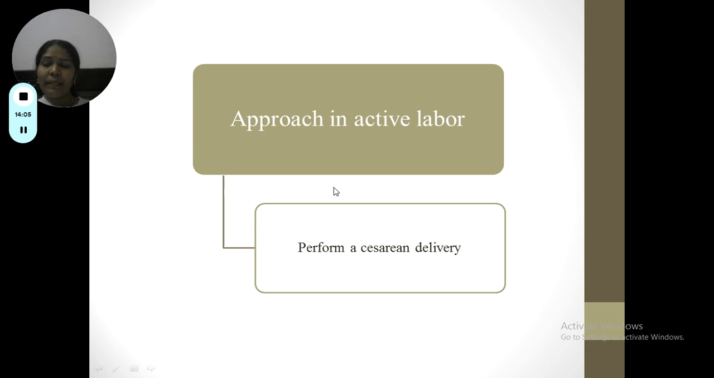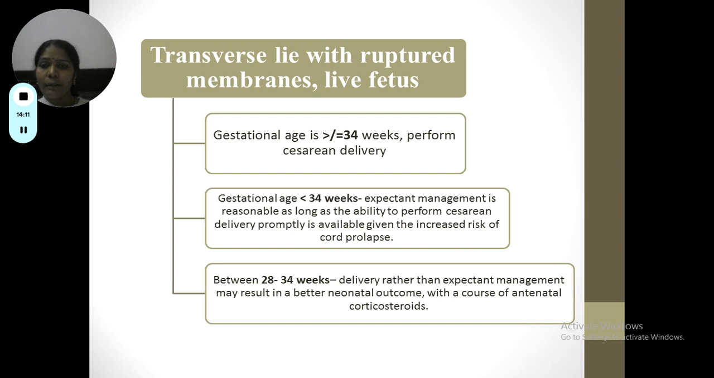Approach in active labor. When the patient is presenting in active labor, there is no scope to do an external cephalic version. So our option would be performing a cesarean section. Then transverse lie with ruptured membranes and live fetus. If the gestational age is more than 34 weeks, then the option would be to perform a cesarean delivery. And if the gestational age is less than 34 weeks, expectant management for steroid coverage and then perform a cesarean section. If the gestational age is between 28 and 34 weeks, delivery rather than expectant management may result in better neonatal outcome with a course of antenatal steroids.